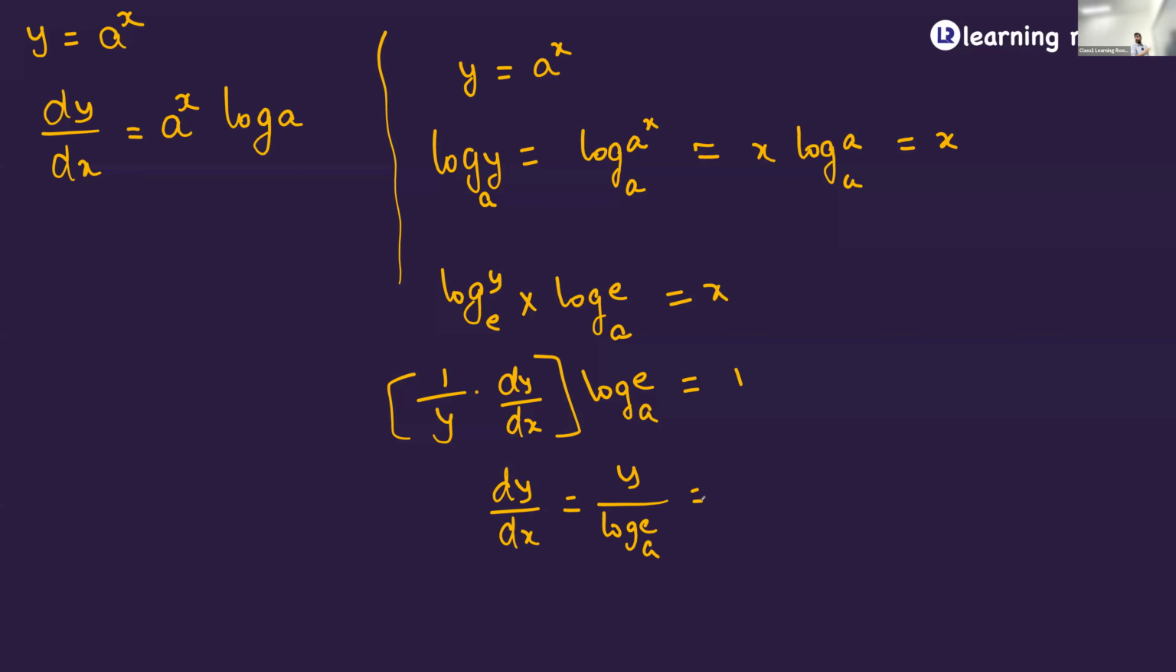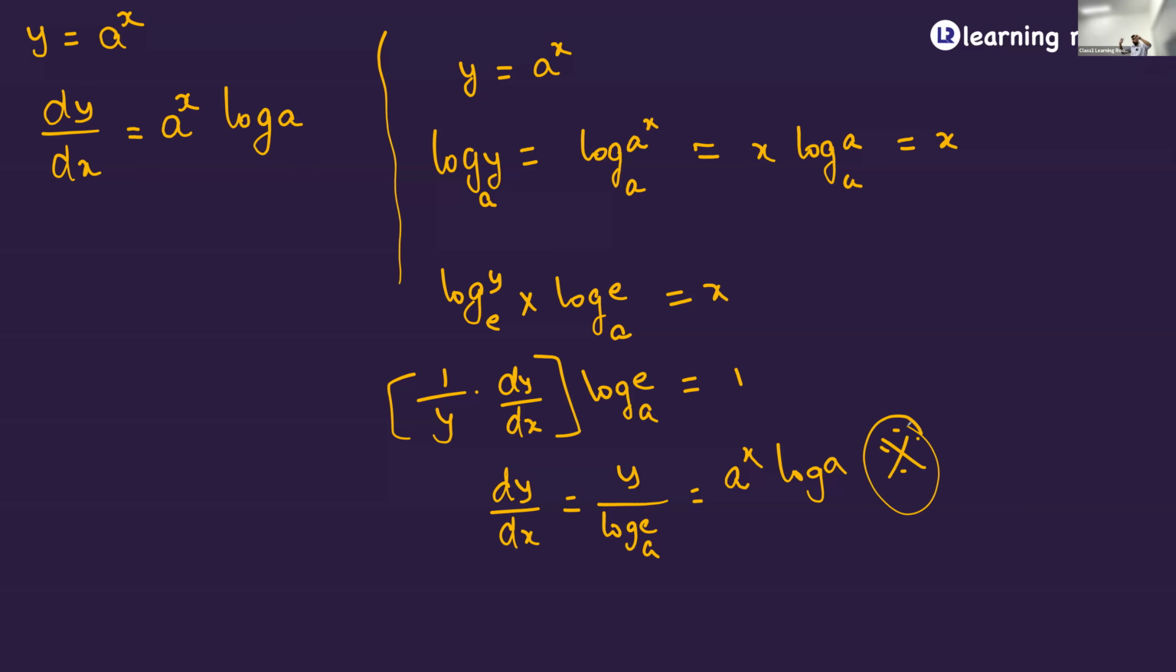But what is y from the question? Y is a power x. But we know that 1 by log of e base a is log of a base e. So if you write it as log a, it is understood that the base is e. That is why the derivative of a power x is a power x log a. Am I clear with it? Right? So this is something that you need to remember.